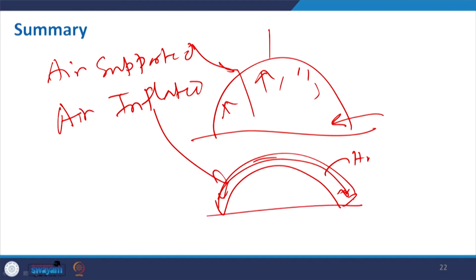The applications I have already discussed, such as different exhibition halls and pavilions, and this is the case. Very light material, easy to transport, easy to assemble and disassemble, these are the advantages. With this I conclude here.